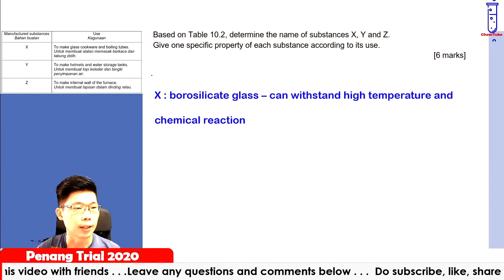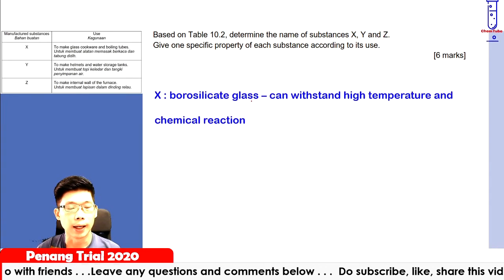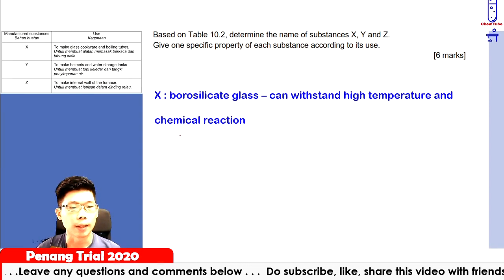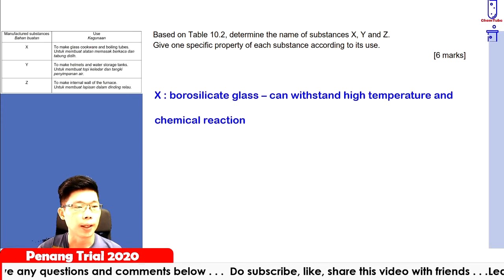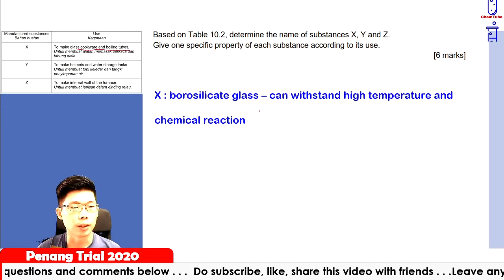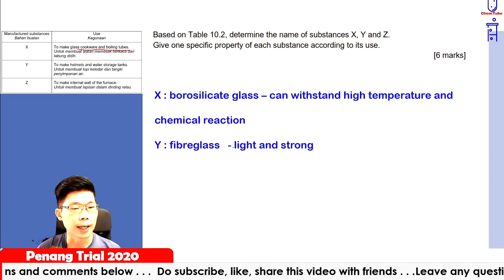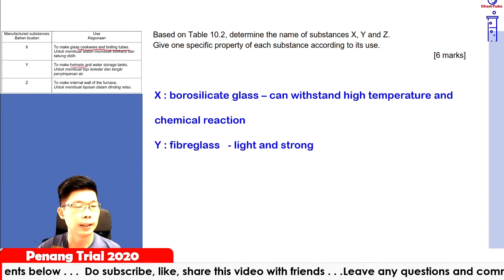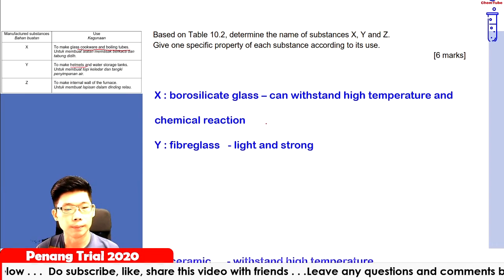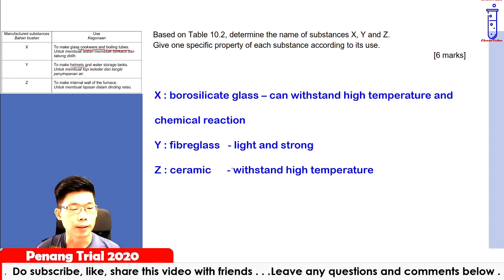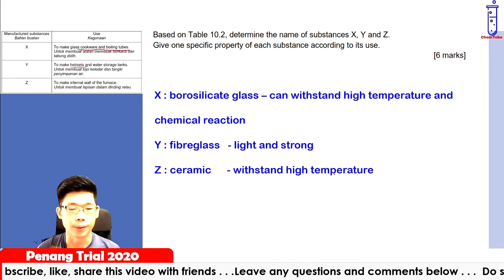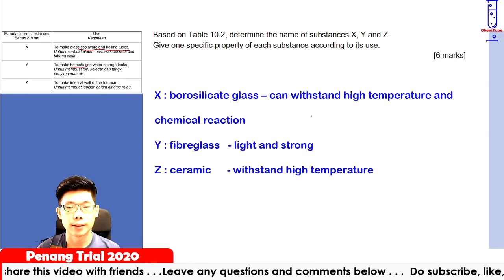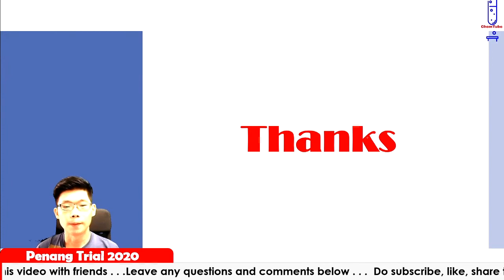So X is actually borosilicate glass. It can withstand high temperature and chemical reaction, so it can be used to make glass cookware and boiling tubes. Y is fiberglass. It's very light and strong, so it can make the helmet and the water storage tank. Then Z is ceramic, because it can withstand a very high temperature, so it can be used to make the internal wall of the furnace. Okay, so thank you very much.